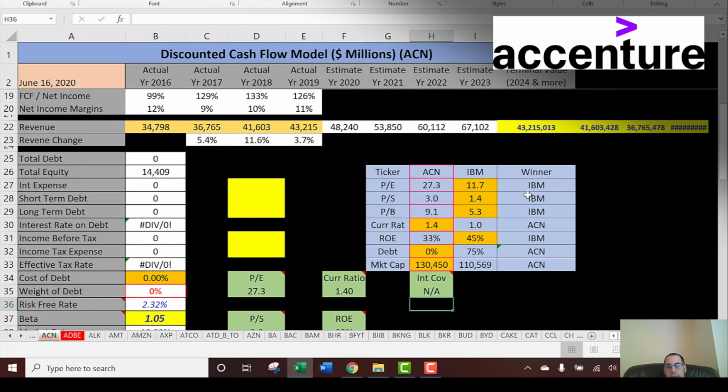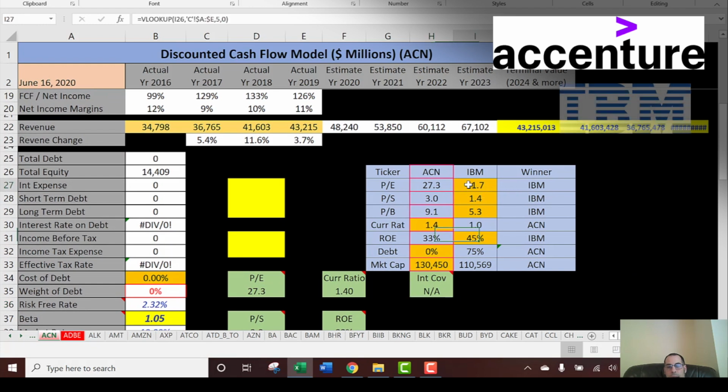So let's look at how they stack up against IBM. IBM has a much better PE, 11 compared to their 27. Better price to sales, better price to book. So IBM looks like it has much better ratios. Current ratio, they're both in good shape. They both have at least 1. IBM has a better return to its investors of 45% compared to 33%. But ACN has 0% debt, IBM has 75% debt.